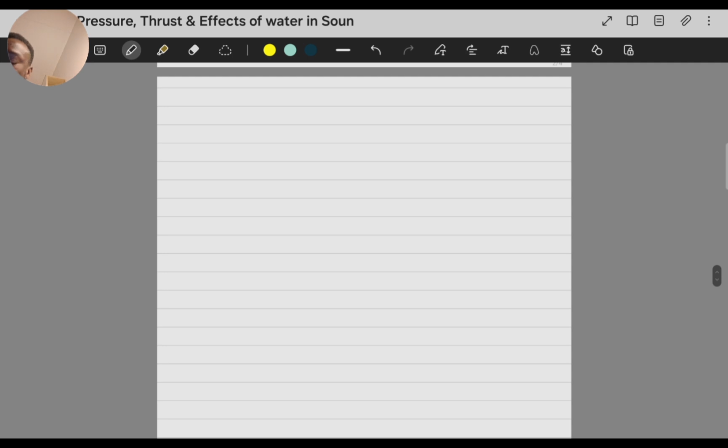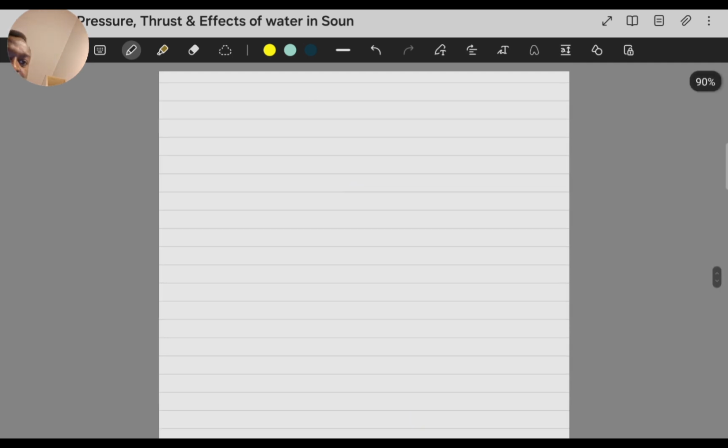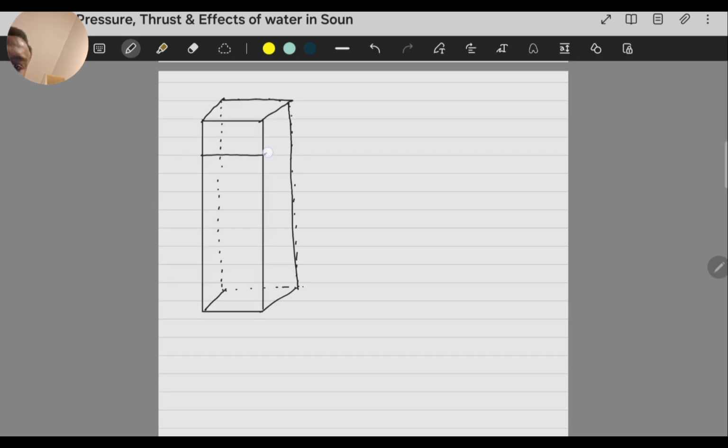So now we want to consider this column of water. We're going to divide this into squares. So we have 1, 2, 3, 4, 5 squares. So I'm going to name this A, B, or I'm going to do it this way. We say that this is a cuboid segmented into squares.